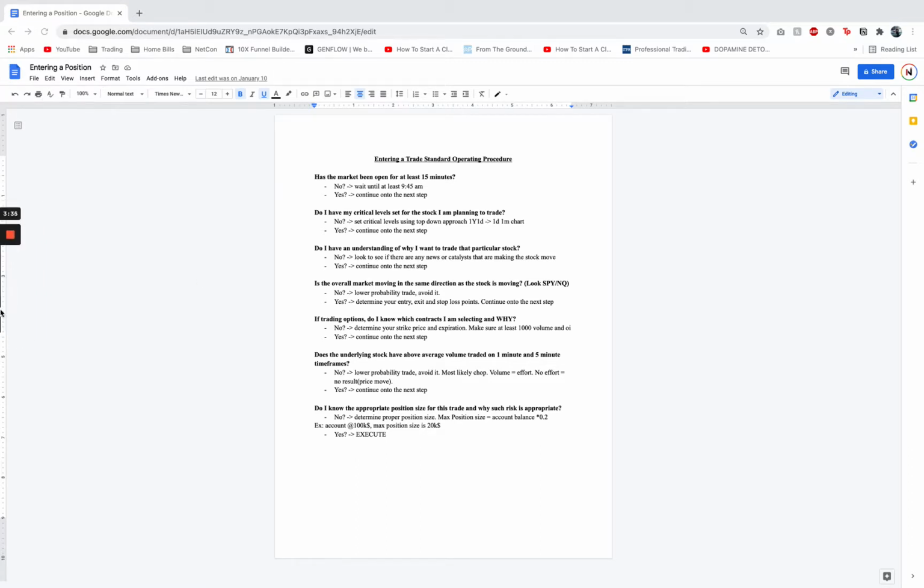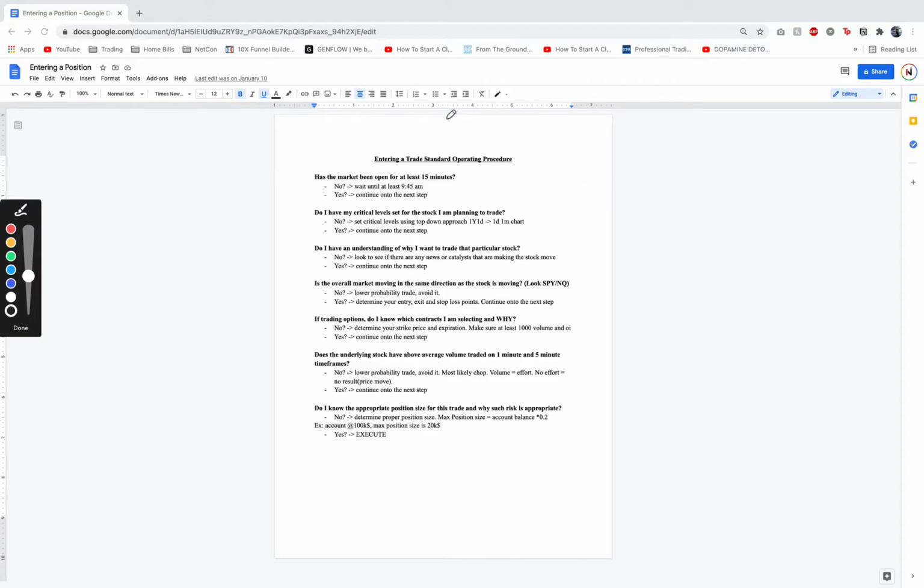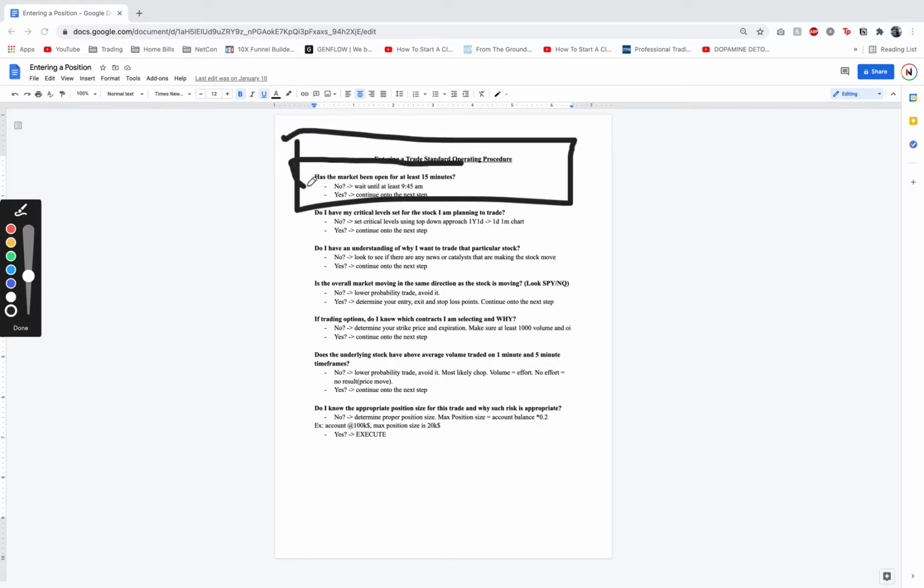Pretty much I go over this criteria. This is a criteria that I put together for myself. Again, this is for me personally. You can use what I use or adjust it for yourself. You can use this to determine whether you should trade and what kind of trades you should take. So step number one, this is where we start. Entering trades, standard operating procedure. Number one, this is where we begin right over here.